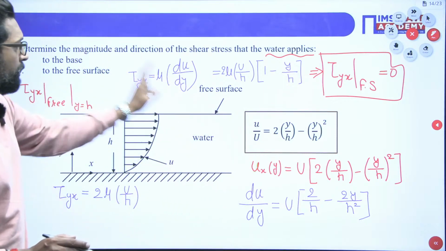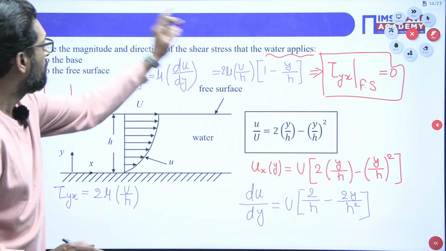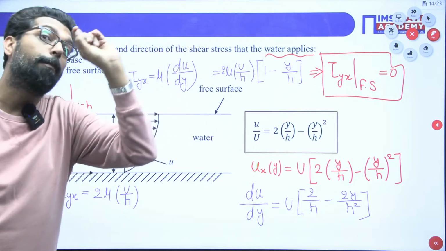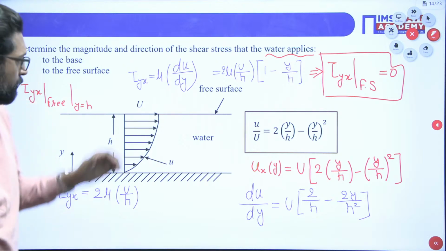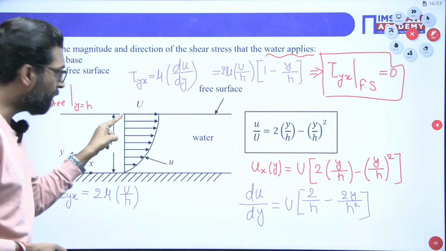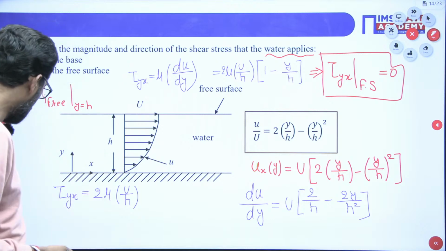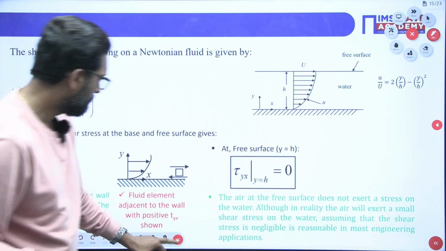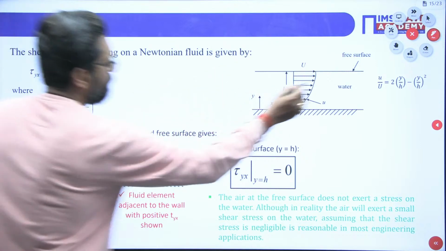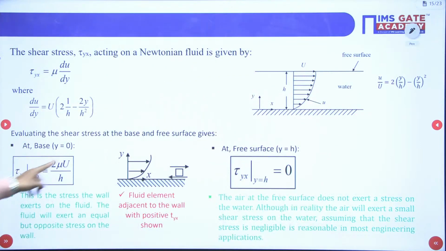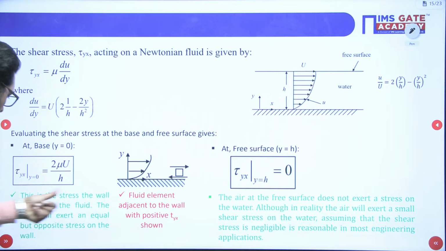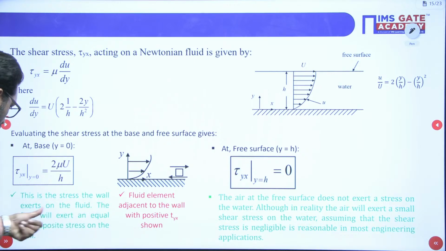So these are the stresses. Now they are asking what is the direction that water applies? Will this water apply on the free surface or on the plate? See my dear, think this. So these are the velocity profile. At the base, this is your 2 mu u by h. That means this is the stress the wall exerts on the fluid. The fluid will exert an equal but opposite stress on the wall.